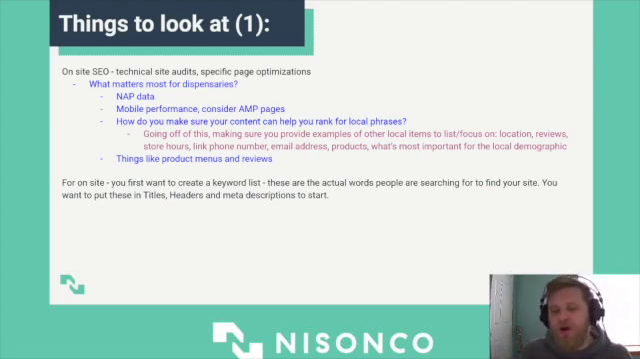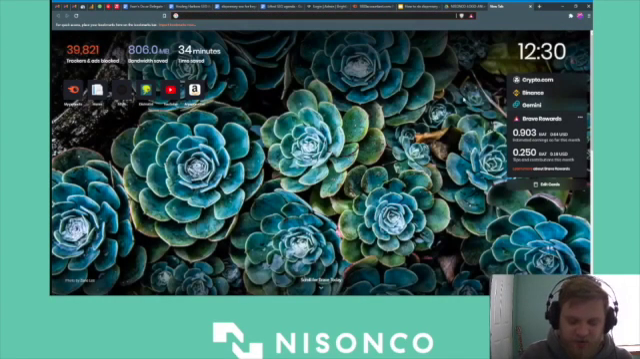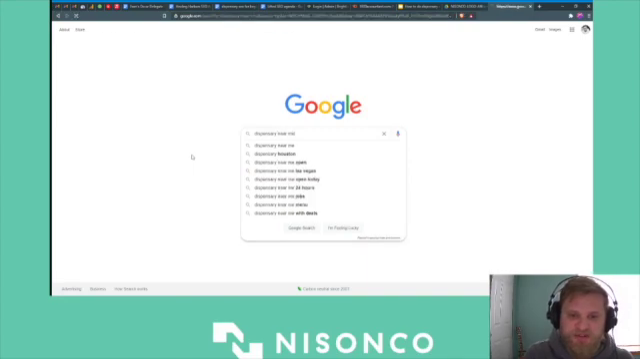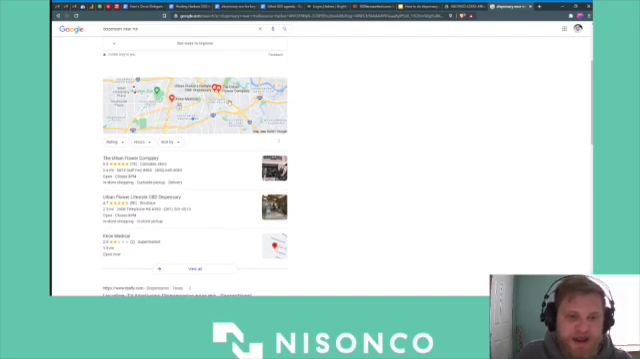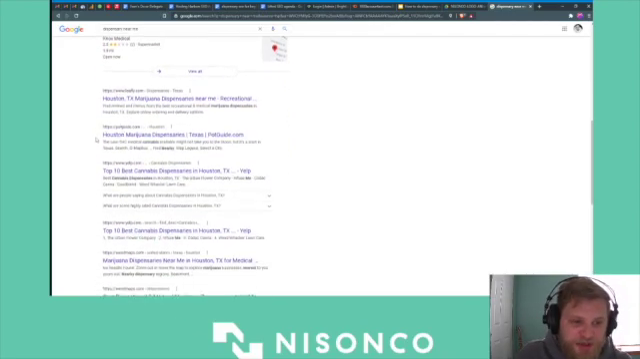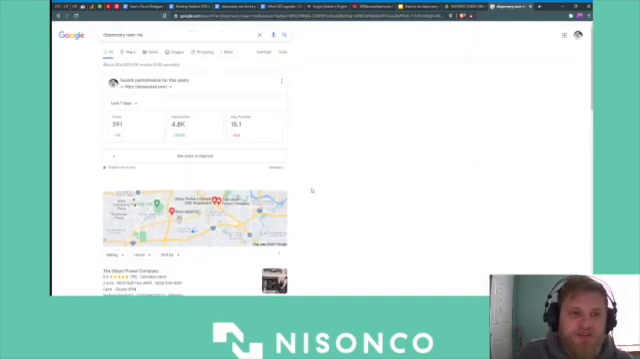Anyway, one good way to find keywords, let's go to Google real quick and look at an example. Type in "dispensary near me." This is what I was talking about right here: this is the map pack. It has the top 3, like I was talking about, and then the actual map, and underneath that are the actual organic results.